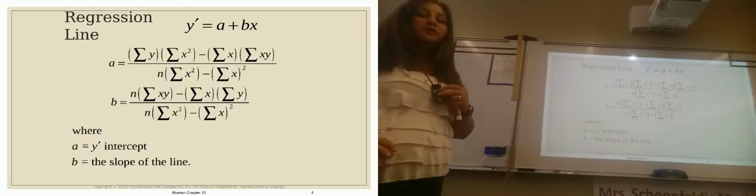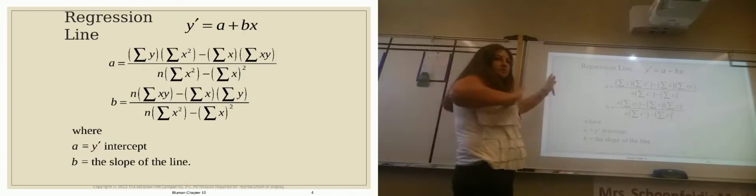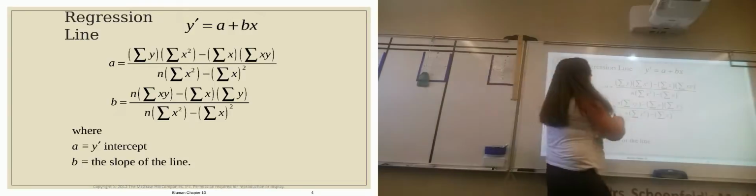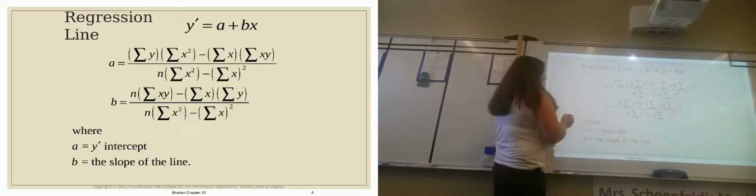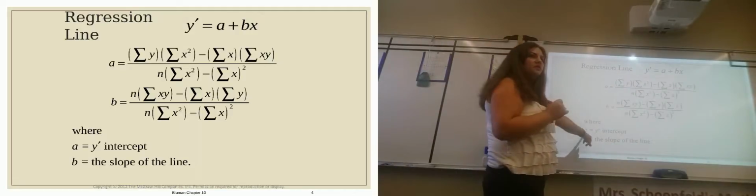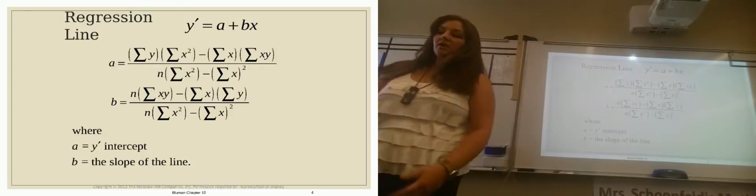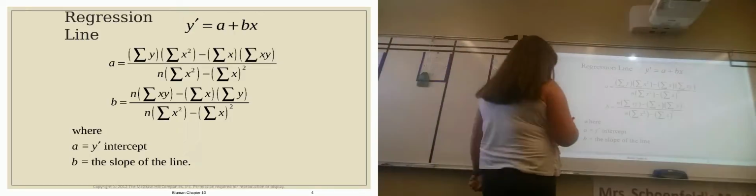Okay, so the regression line is this big gross thing. We're letting our calculator do this, so don't freak out about this. Okay, what we need to know is this piece, our line, A is the y-intercept. Is that y prime? I guess it's y prime. I don't know why they have an apostrophe on it. I guess probably just because really it's an estimate.